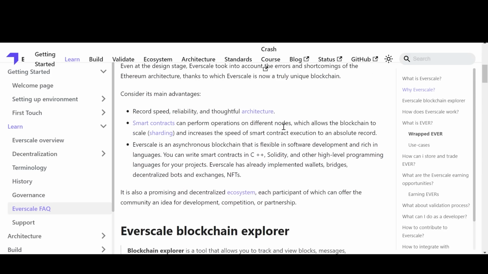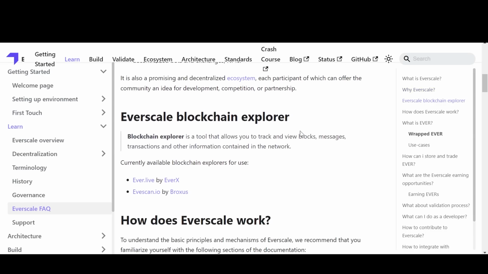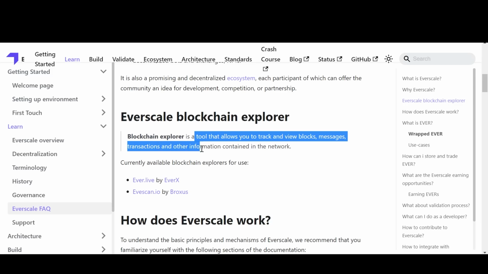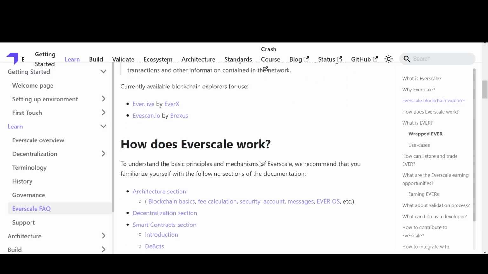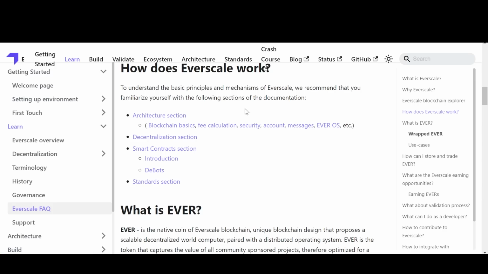Next up, we have Everscale Blockchain Explorer. Blockchain Explorer is a tool that allows you to track and view blocks, messages, transactions, and other information contained in the network. Moving on to how does Everscale work? To understand the basic principles and mechanisms of Everscale, we recommend that you familiarize yourself with the following sections of the documentation: Architecture section, Decentralization section, Smart Contracts section, Introduction, DevOps, Standards section.